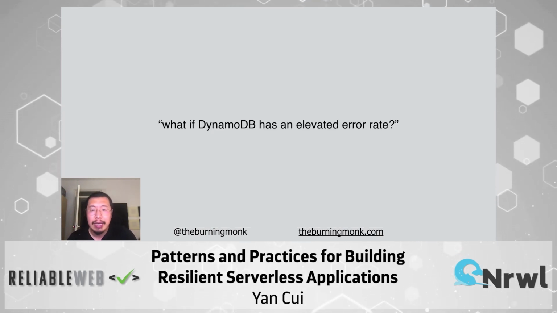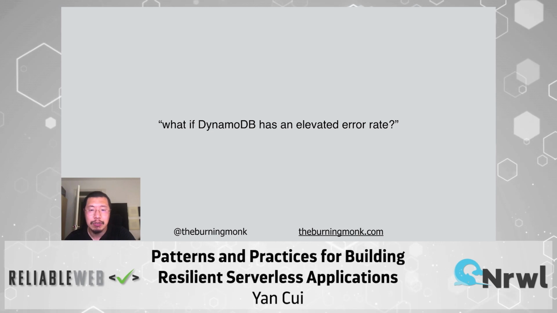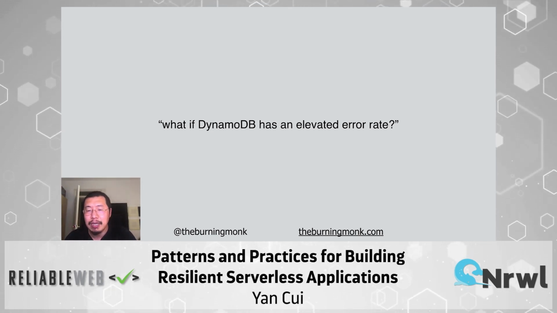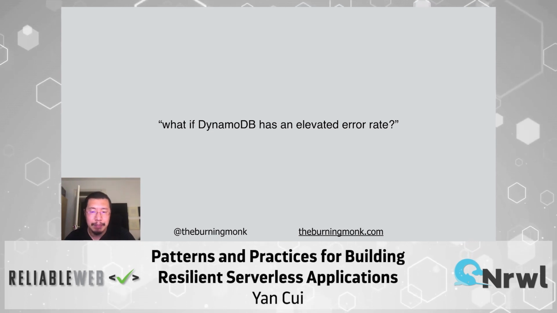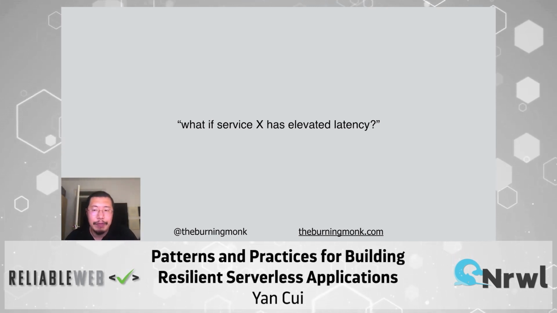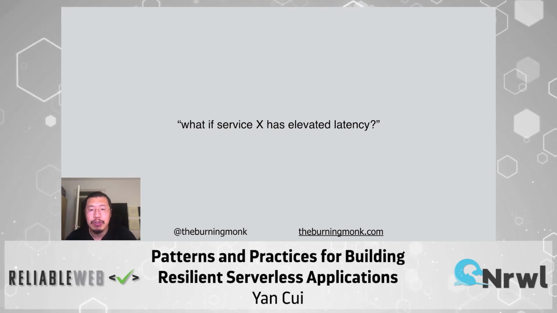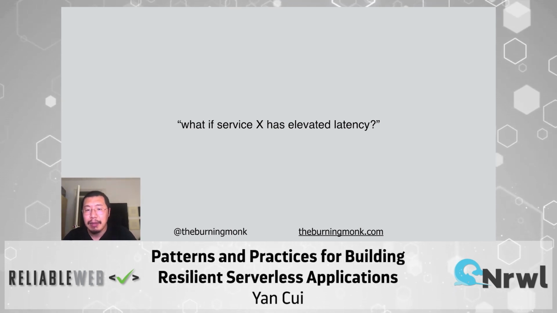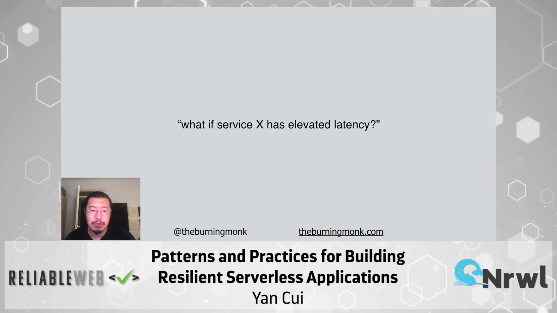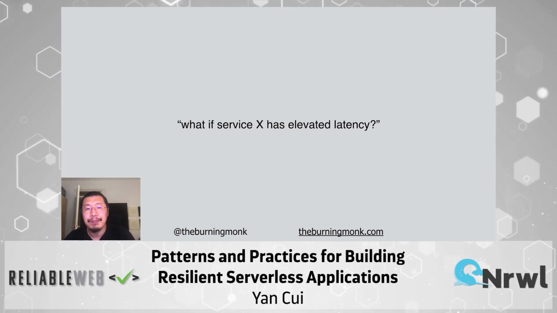For example, I can use it to inject failures into Lambda functions whenever it tries to connect to DynamoDB to see how it behaves if DynamoDB has an elevated error rate. Or what's going to happen if a service that my function depends on has an elevated latency, by injecting latency to the HTTP requests from the Lambda function to that service to see what happens.